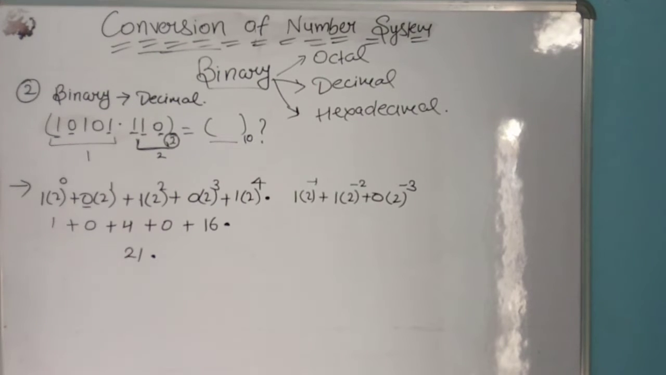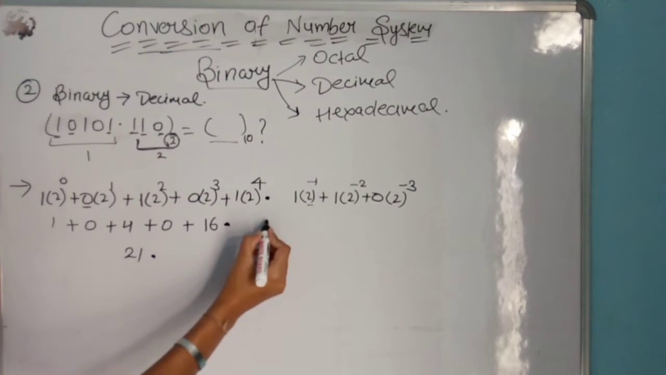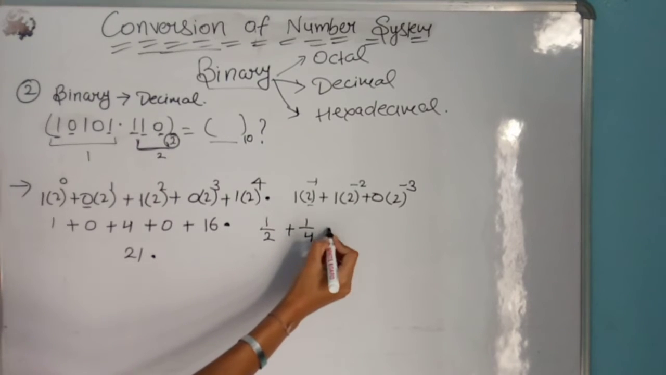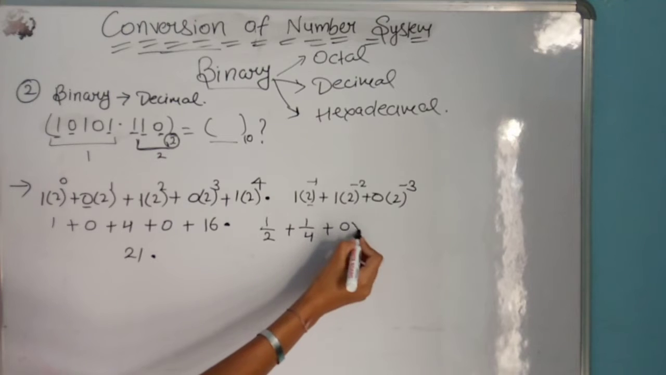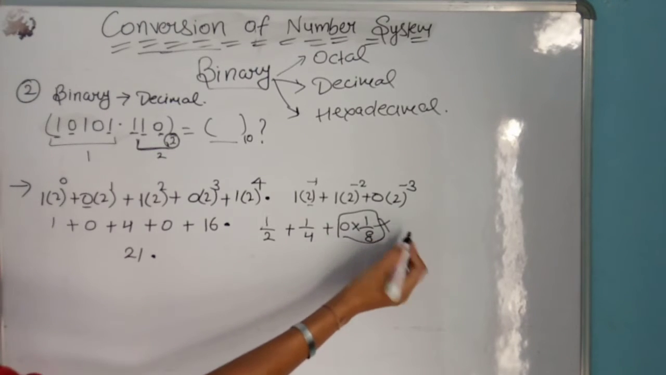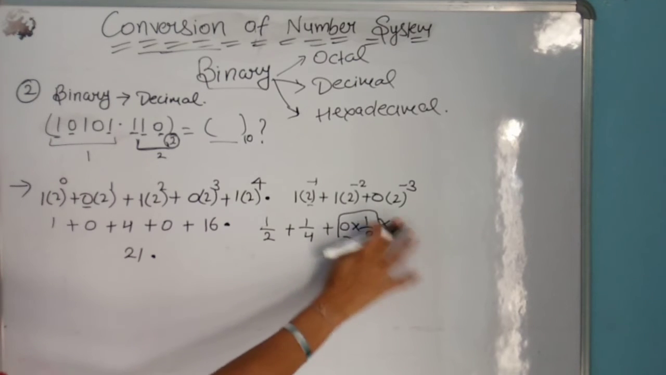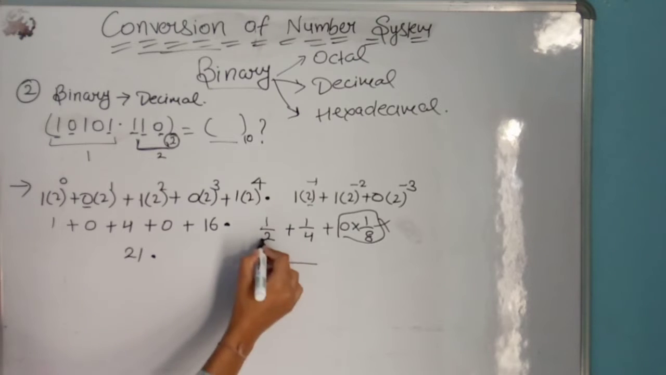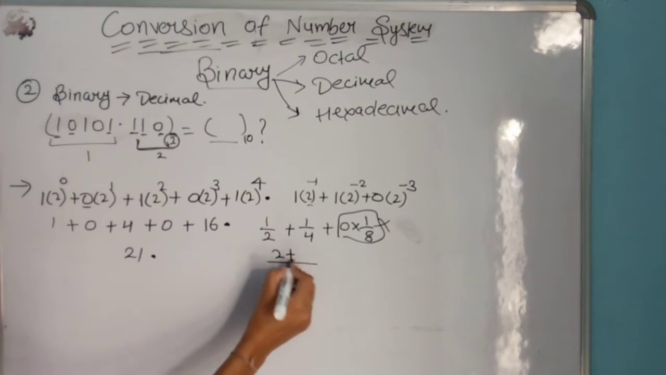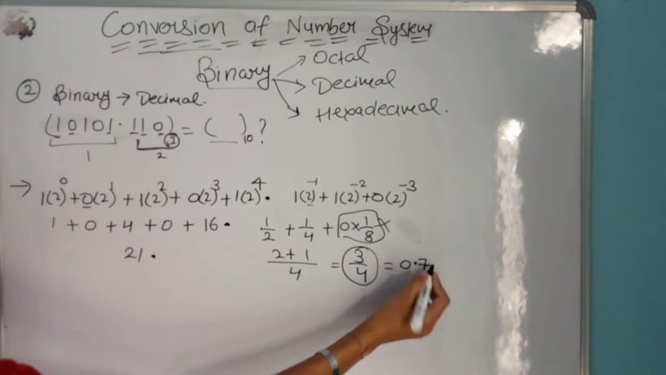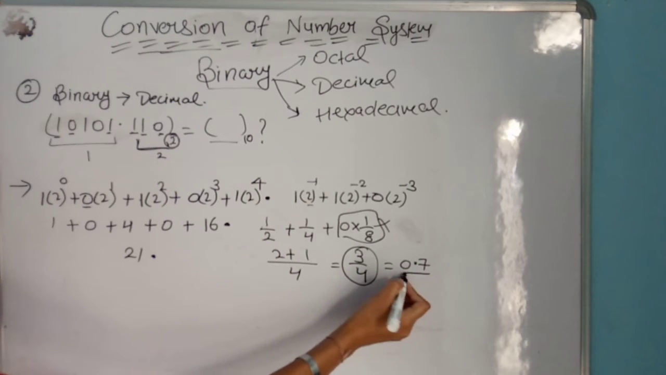Now solve it. It means 1 by 2, it means 1 by 4, and it means 0 into 1 by 8. So it is 0, so we do not include it. The LCM of these two is 4, so 2 plus 1. This means 3 by 4, and it is 0.75, around 0.7. Now this is 0.7.